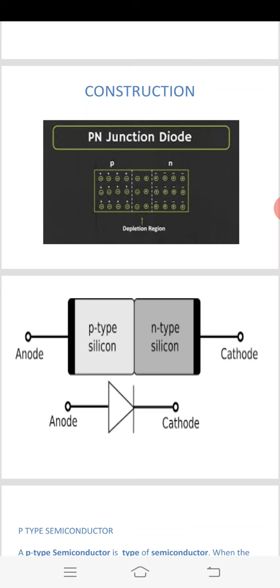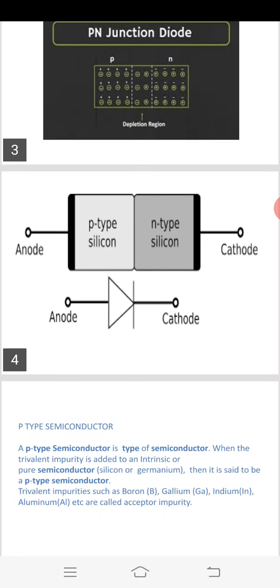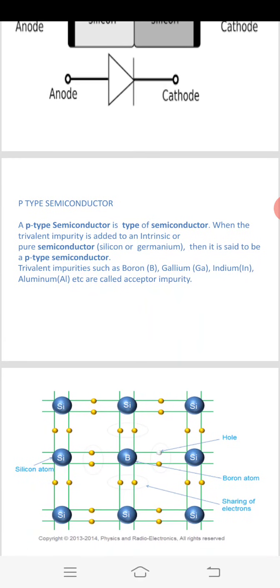The P side is called the anode, and the N side is called the cathode. P is positive because the mobile charge carriers here are holes, which are represented by plus, and on the N side electrons are the majority charge carriers, so it shows negative. So P is the anode, positive, and N is the cathode, negative. What is P type or N type? We will discuss in detail.